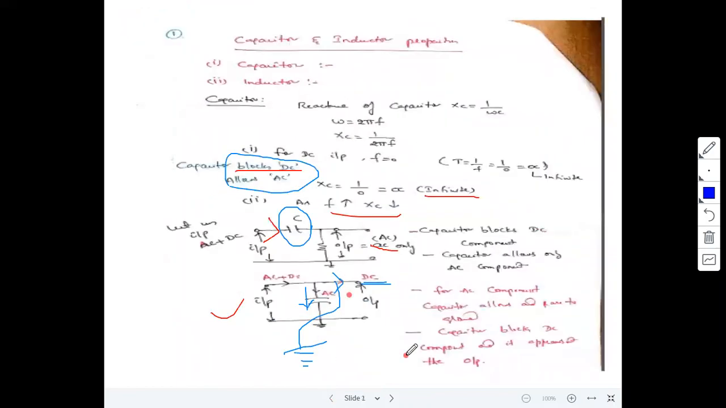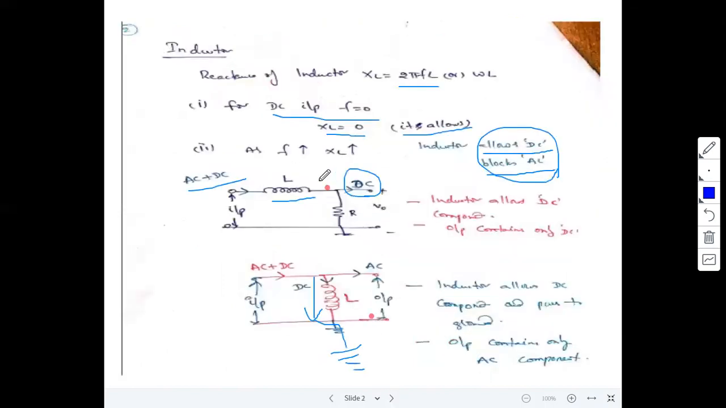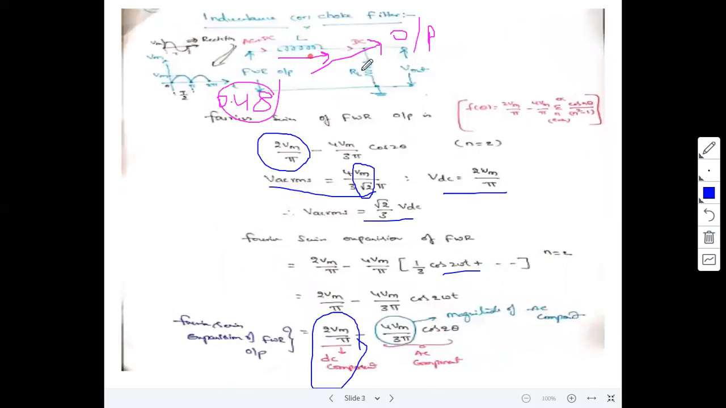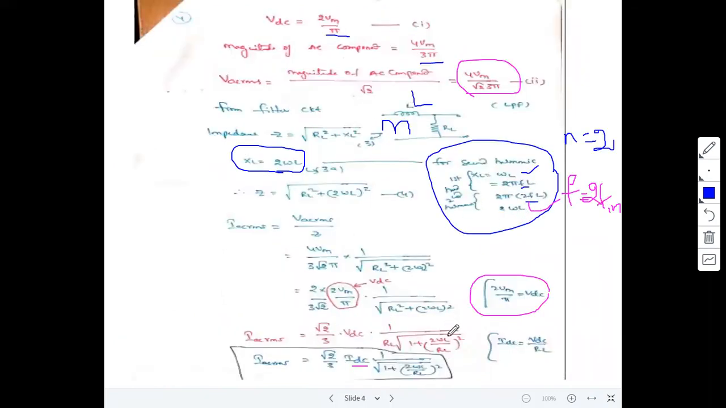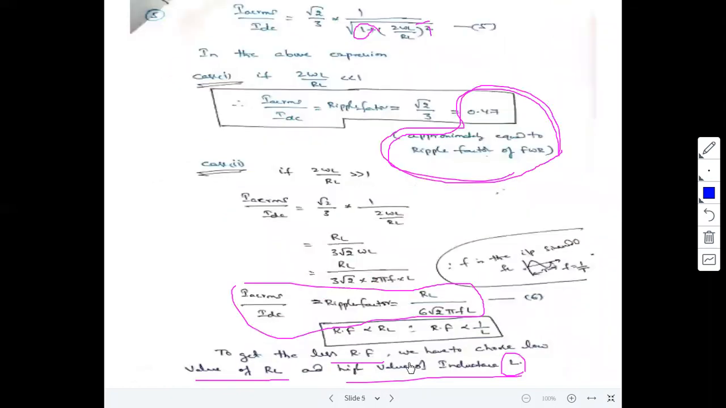In any case, filters are mainly designed with the help of capacitors and inductors. You must know the properties of a capacitor and an inductor: when connected in series, what is the output content, and when connected in parallel, what is the output content, for the capacitor as well as the inductor. For the inductor filter, there is no improvement in ripple factor in the first case; it is almost the same as the ripple factor of the full wave rectifier.